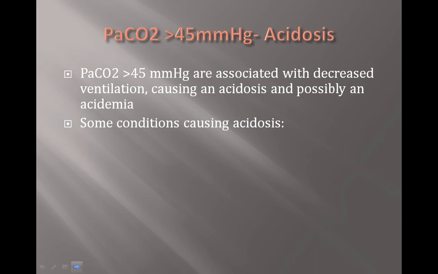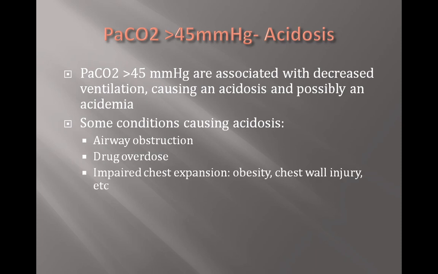What happens when the PaCO2 rises? The patient has inadequate ventilation, unable to blow off CO2 that has accumulated in the blood, and it flips the balance of the pH towards acidosis. So some of the conditions that interfere with ventilation, causing CO2 to rise and acids to accumulate, include airway obstruction, drug overdose, impaired chest expansion.